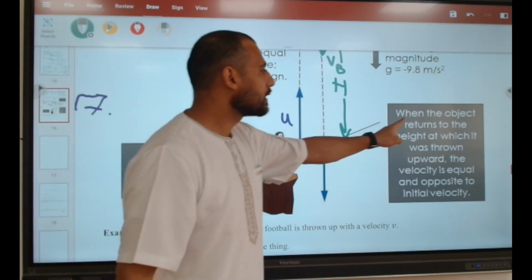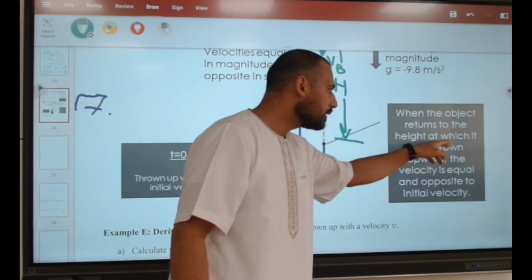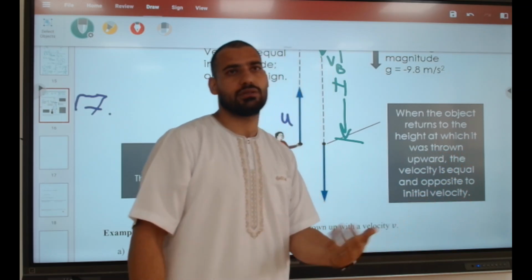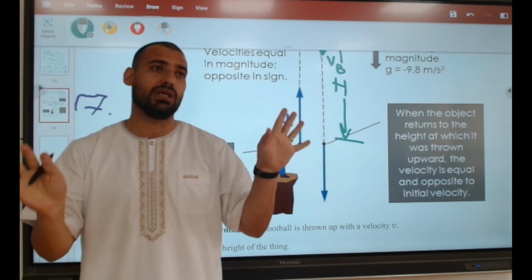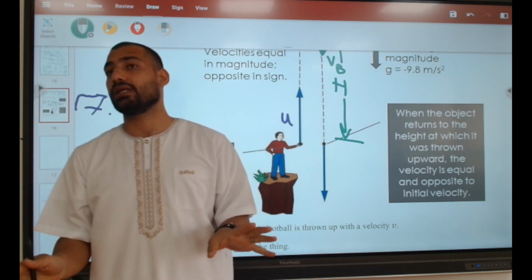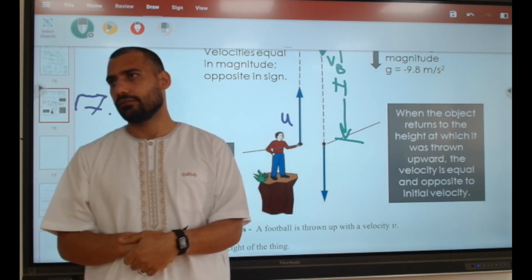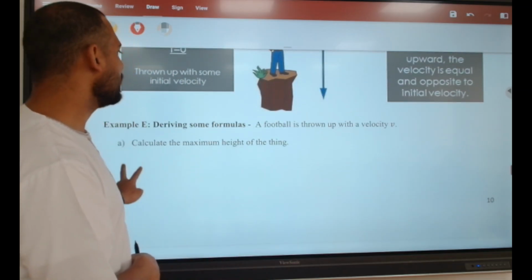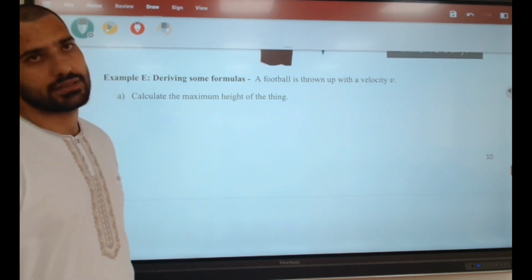When the object returns to the same height at which it was thrown upwards, the velocity is equal and opposite to the original velocity. It will be equal in magnitude but opposite in direction. Is that clear? No doubt? Okay. Now let us try to solve questions.